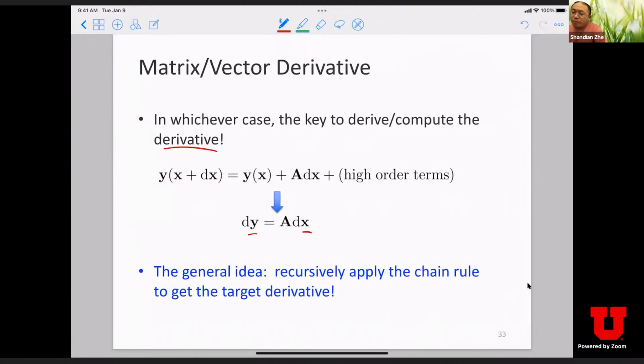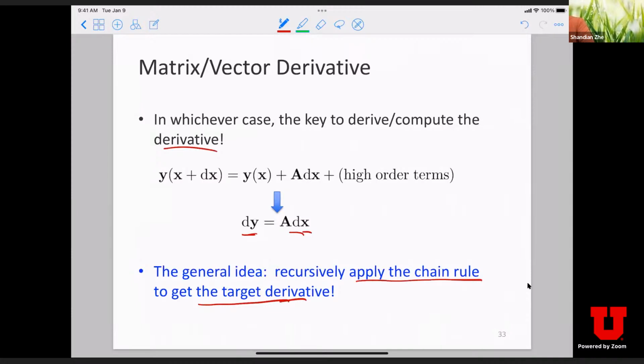So when we manually derive the derivative of matrix or vector functions, the general strategy is to recursively apply the chain rule to get the target derivative. Namely, you're gonna use a bunch of calculation, merging, commutation laws, all kinds of stuff, to get the final form dy equals A times dx. That's the key idea of doing matrix vector derivative.